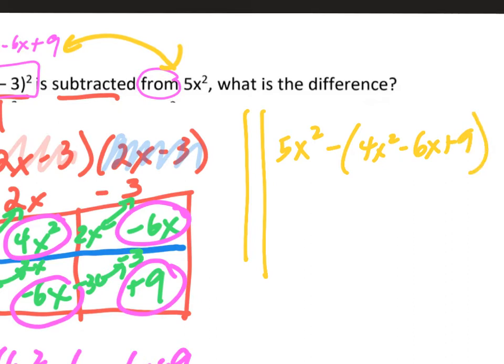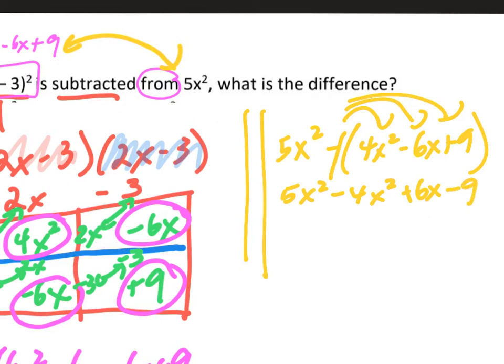Remember that whenever I'm subtracting or adding expressions, I want to make sure that I'm putting them in parentheses so that I can distribute correctly, right? And this comes in handy whenever we're doing subtraction, because that means I actually have to distribute a negative 1. So I'm going to multiply that negative 1 to everything inside my parentheses to get 5x squared minus 4x squared plus 12x minus 9.